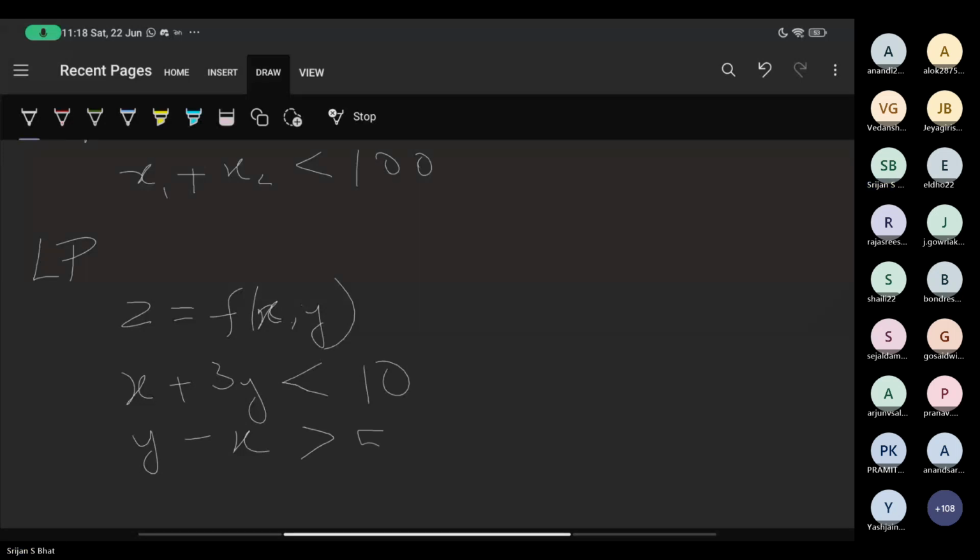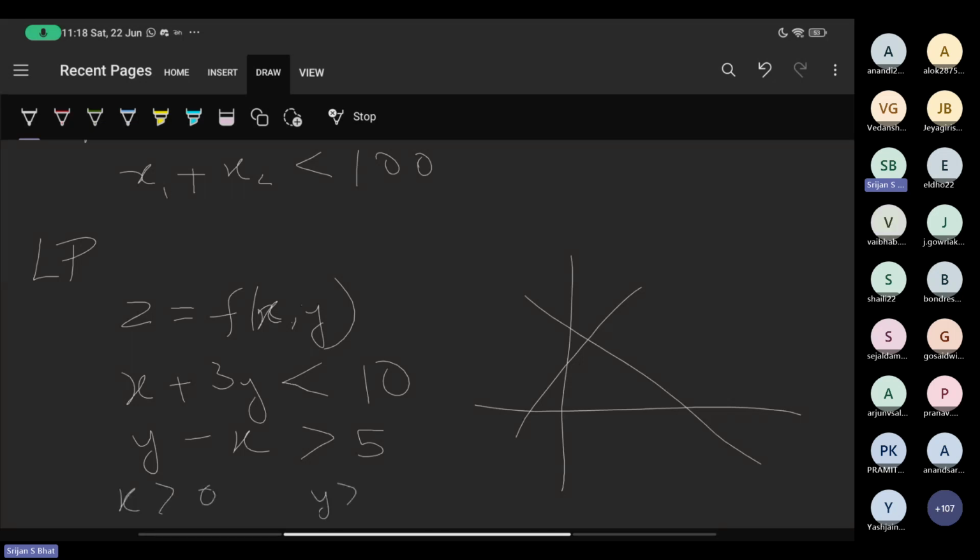5. And then what you used to do is, I hope everyone knows this, you used to draw some graphs. It will be something like this. And you'll also have some constraints like x greater than 0, y greater than 0. You consider the feasible region like this, and then you consider the extremities.